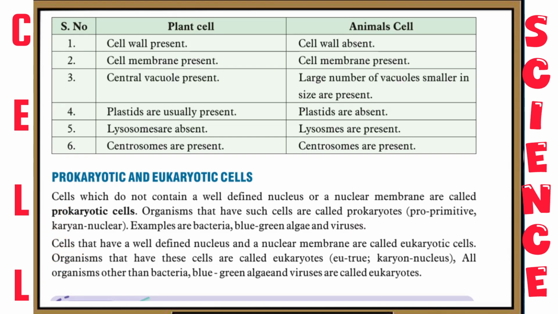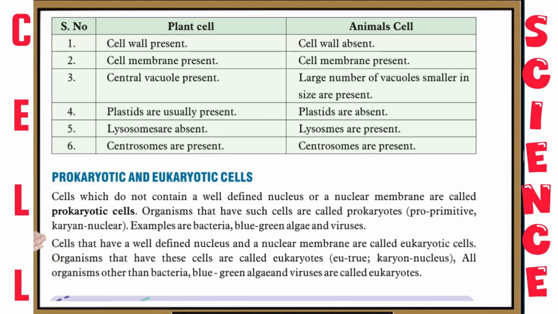Now let's read it. First is the cell wall, present in plant cell, and in the case of animal cell, cell wall absent. Next point, cell membrane present in plant cell and cell membrane present in animal cell. Next is a central vacuole present, and in the case of animal cell, a large number of vacuoles, smaller in size, are present. Next, plastids are usually present in plants and plastids are absent in animals. Lysosomes are absent in plants and lysosomes are present in animals. Centrosomes are absent in plants and centrosomes are present in animals.